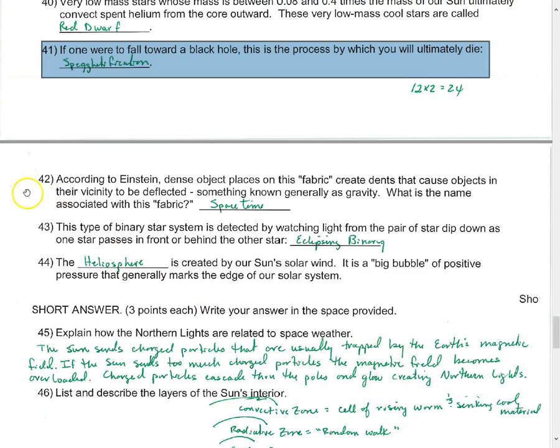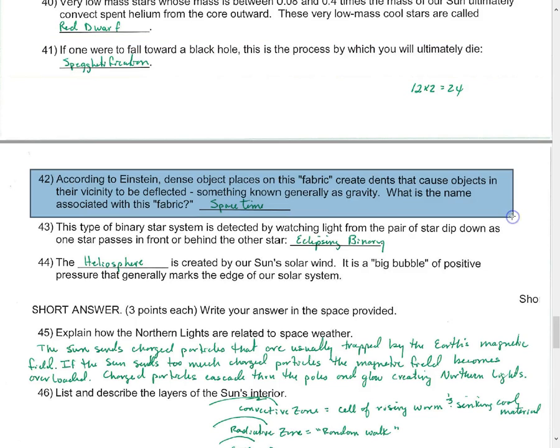Question 42, this was a hard one for a lot of you, but I was after the term space-time, that fabric that objects can create dents in. Question 43, the type of binary star that's detected by watching the light from the pair of stars dip down as one star passes in front of or behind the other is called an eclipsing binary.